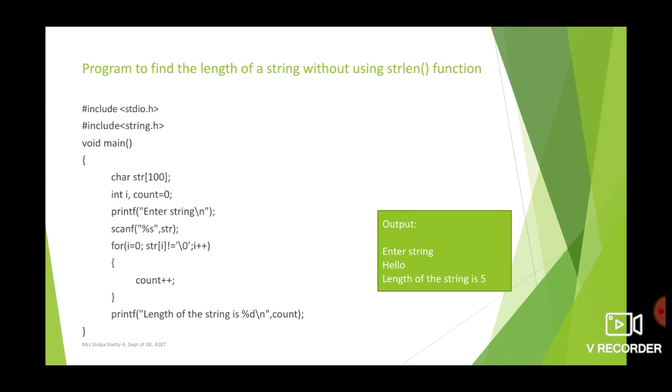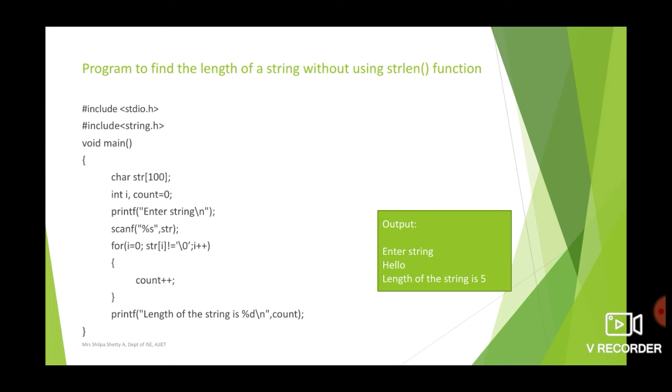So the for loop has to be written like this: for i = 0, str[i] not equal to null character. So str[i] represents a single character from the string str. While it is not equal to the null character, that is, when the ith value is not equal to the null character, we have to execute the for loop: i++, count++.